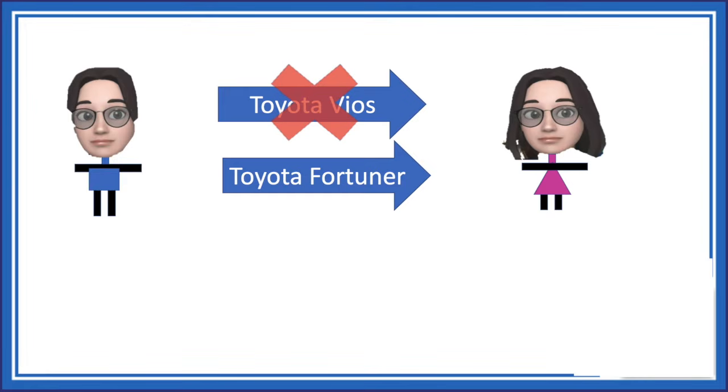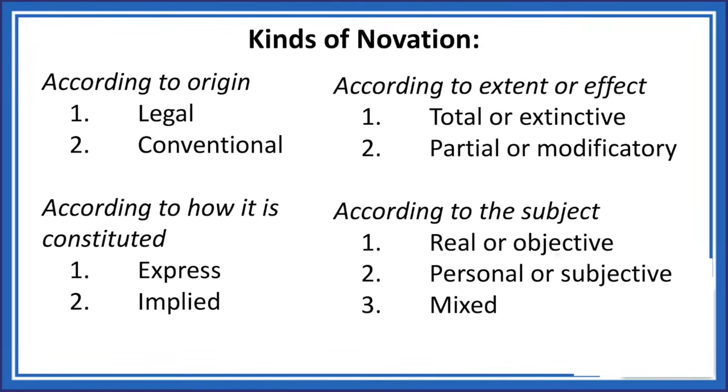Tapos, sa personal or subjective naman, when the person of the debtor is substituted and or when a third person is subrogated in the rights of the creditor. So, ito yung second and third na dun sa Article 1291, di ba? Na enumeration, either na-change yung person ni debtor or si creditor ang napalitan.